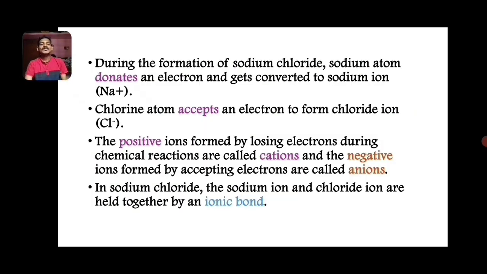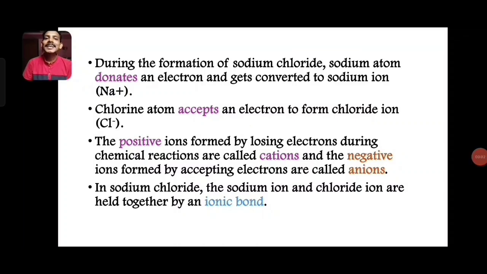Here is what we studied today. During the formation of sodium chloride, a sodium atom donates an electron and gets converted to a sodium ion, which is depicted by Na+. Then, a chlorine atom accepts an electron to form a chloride ion, which is depicted as Cl-. Generally, the positive ions formed by the loss of electrons in a chemical reaction are called cations, and the negative ions formed by accepting electrons are called anions.